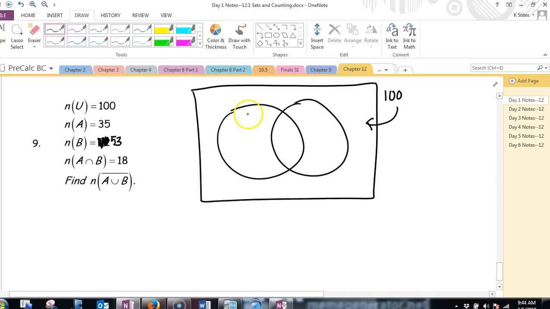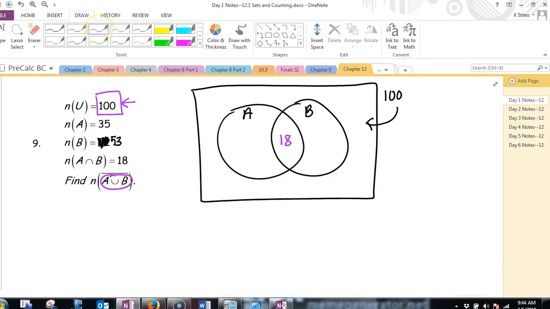All right, so the number of elements in A is 35. The number of elements in B is 53. The overlap where they are intersecting is 18. Again, that's where you always want to start. And we want to find the number of elements of the complement of A union B. Well, you should find just A union B first. And then the complement will come into play with the universal set. So we won't use this 100 until the end.